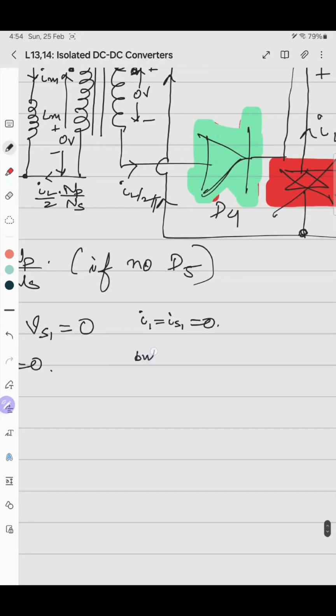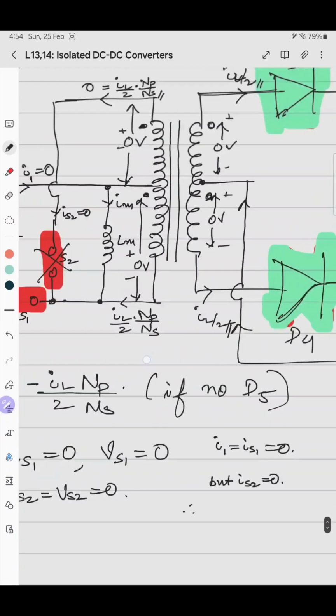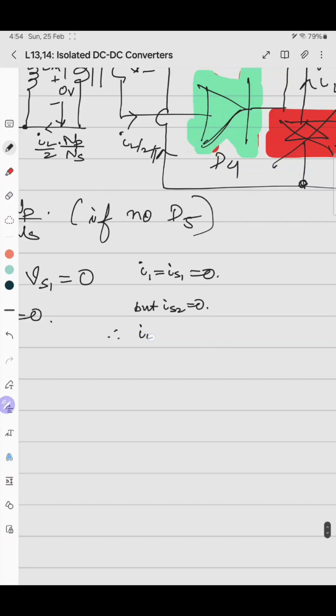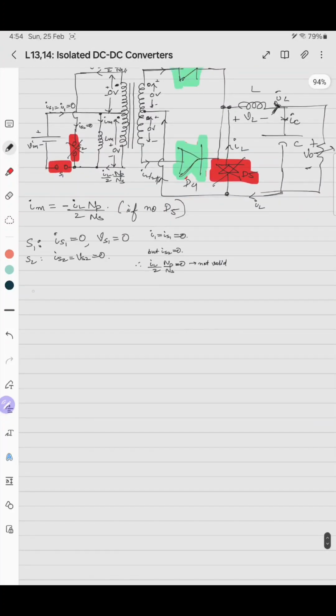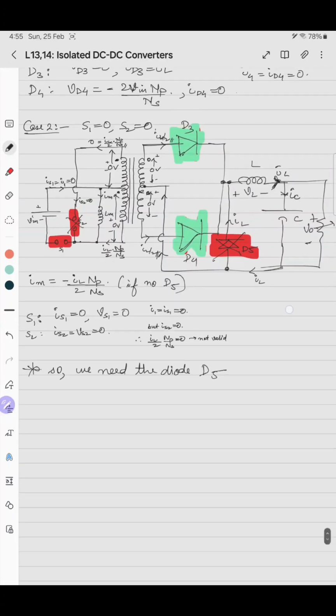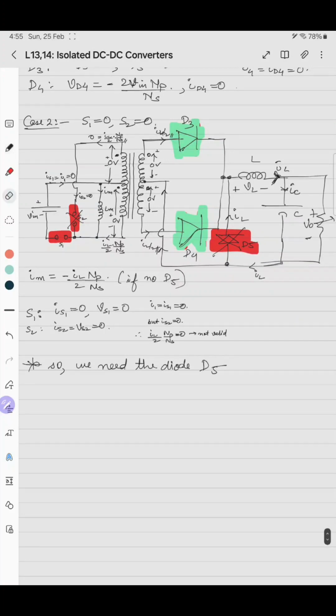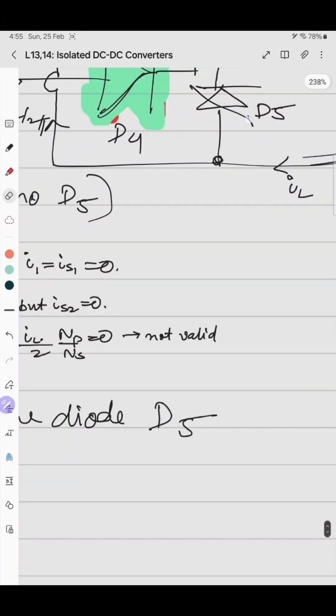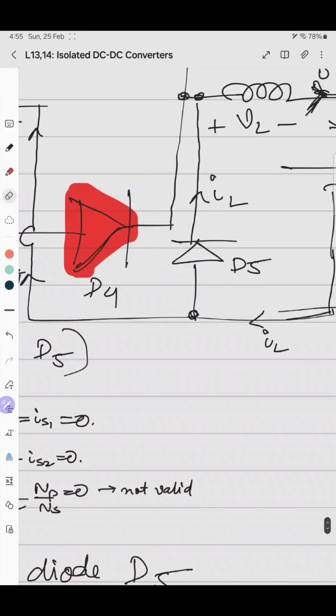But IS2 is 0, so therefore IL by 2 NP by NS should be 0, which is not valid. So we need the diode D5. So I'll remove this term. We need this term.